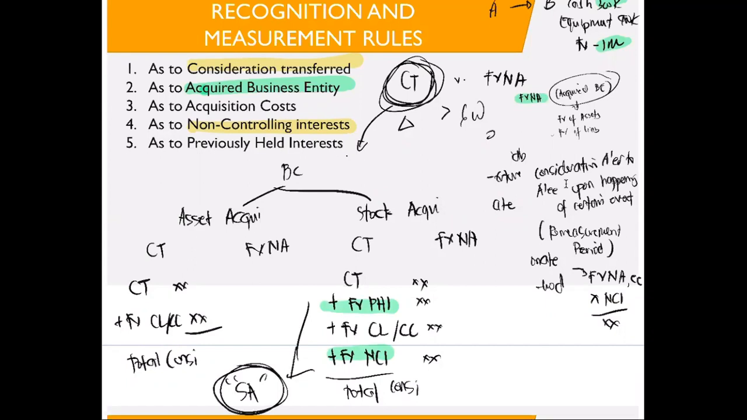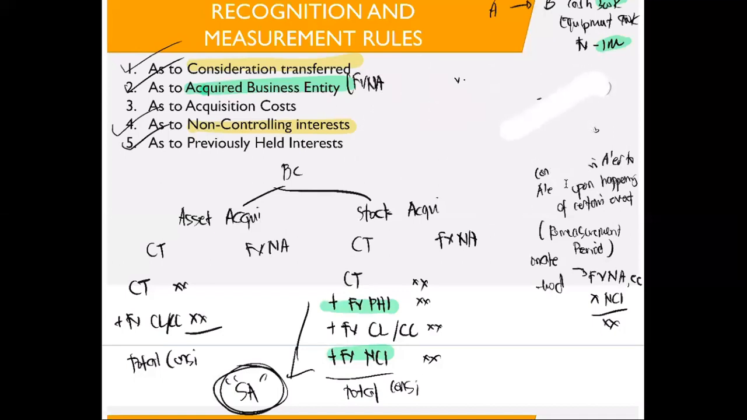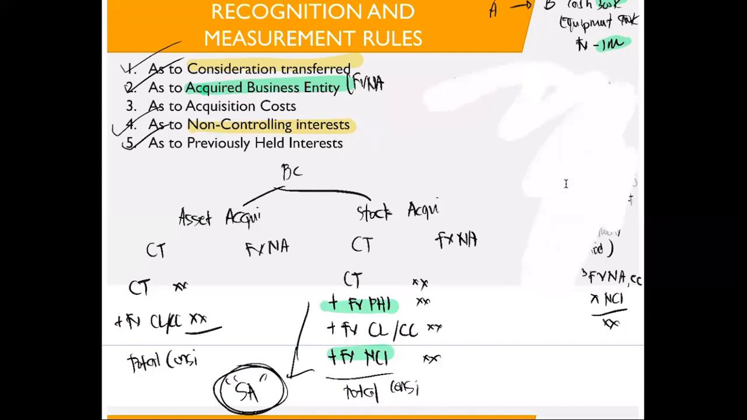Okay? So we already discussed the recognition and measurement rules on your consideration transferred, acquired business entity, non-controlling interest, and previously held interest. On your acquired business entity, what do we call this one? This is your fair value of net assets. It is known as your fair value of net assets.